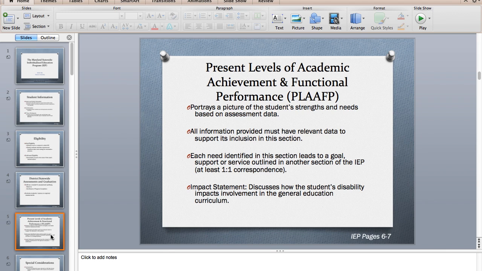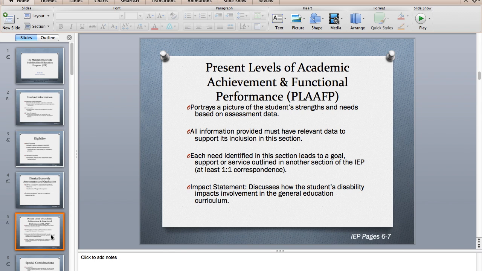And so IDEA indicates that in developing each student's IEP, the IEP team should consider the strengths of the student, the concerns of the parents for enhancing the education of their child, the results of the initial evaluation or the most recent evaluation, and then the academic, developmental, and functional needs of the student. And so this section, the present level section of the IEP, really is where a lot of that is captured.